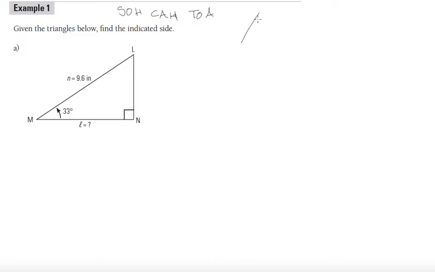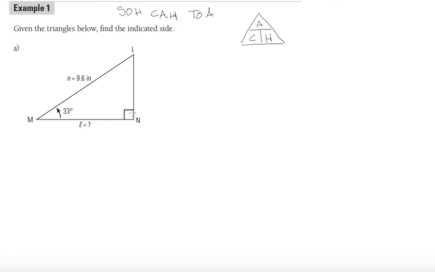So if you're doing the triangle for cosine, it looks like this. You have cosine is the adjacent over the hypotenuse. So when we are dealing with the adjacent and the hypotenuse, then we're looking for the cosine. So here, let's look at our triangle. We have a 33-degree angle here.